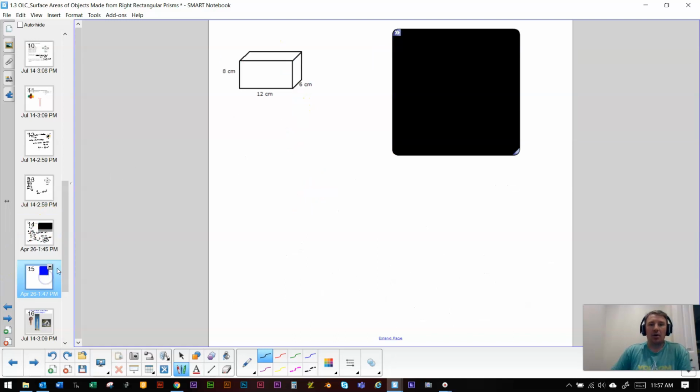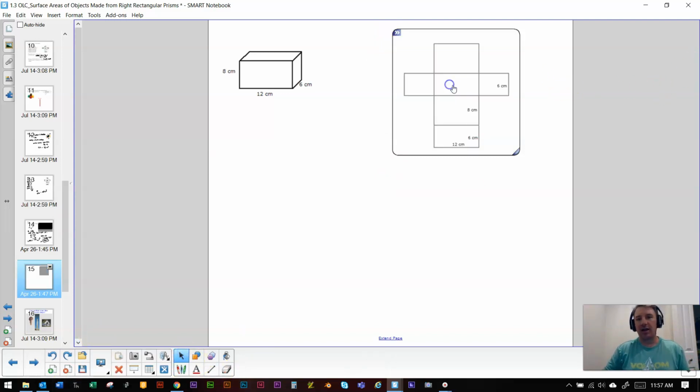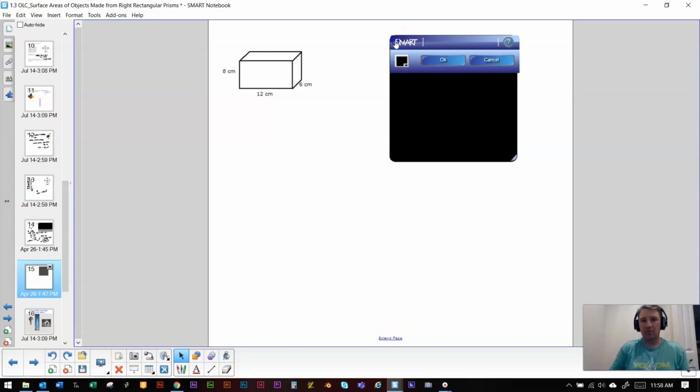Now, let's do one more. This one is slightly different, still all rectangles. There are no squares on this one. So this is one where I would strongly recommend that you actually draw out the sides so that you don't miss one. Okay, so here's all the sides. If I look at this object, diagramming here what each measurement is is really important as well.